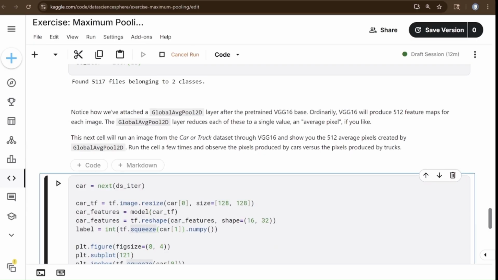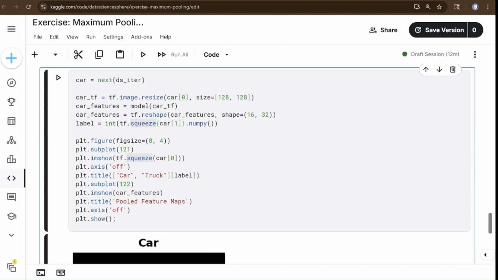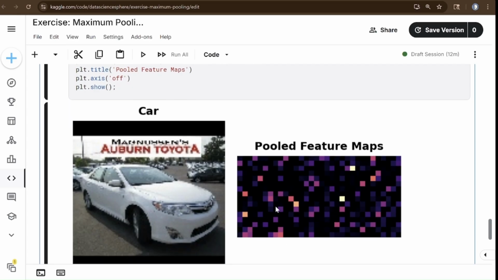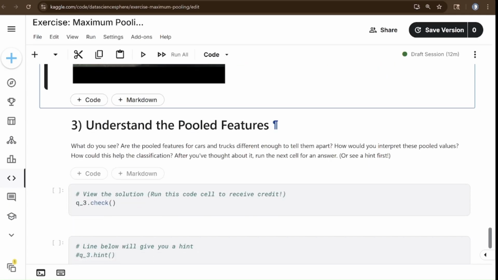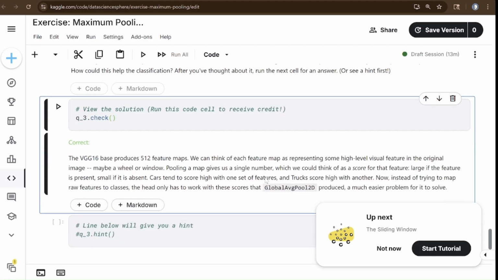This is a car or a truck, and now it will give you 512 average pixels, which are created by the global average pool layer. See, this is the car and this is the pooled feature maps. Okay, 512 average values for the pixels. Now you have understood how pooling is working. What do you see? Are the pooled features for cars and trucks different enough to tell them apart? How do you interpret these pooled features? How could this help the classification? After you have thought about it, run the next cell or see a hint first.